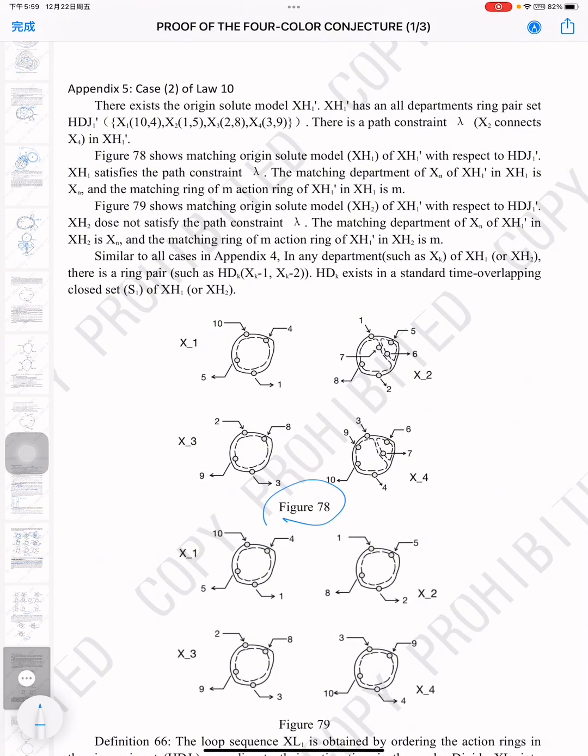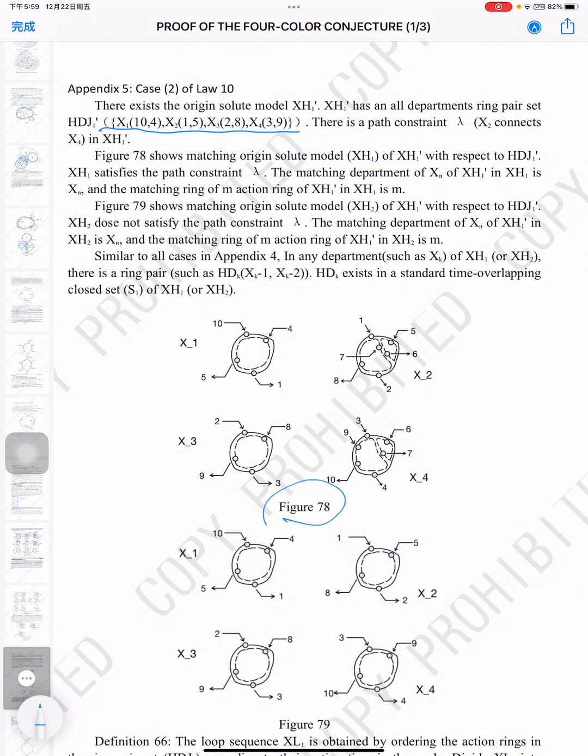Appendix 5, Case 2 of Law 10. There exists the Regensloot model XH1'. XH1' has an all departments ring pair set HDJ1'. There is a path constraint lambda. X1 connects X4 in XH1'.